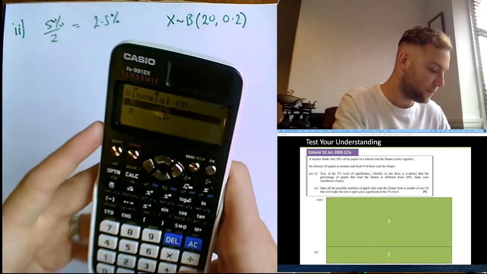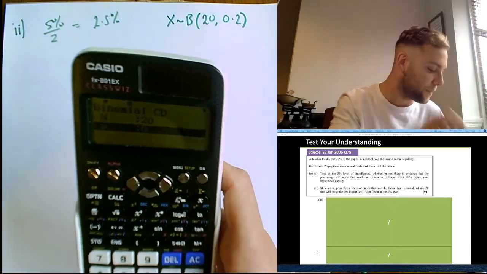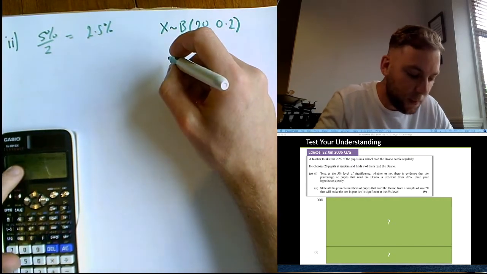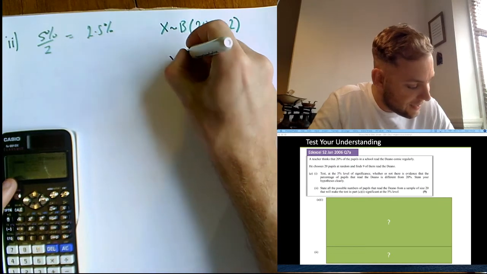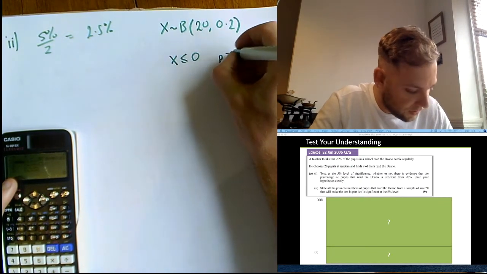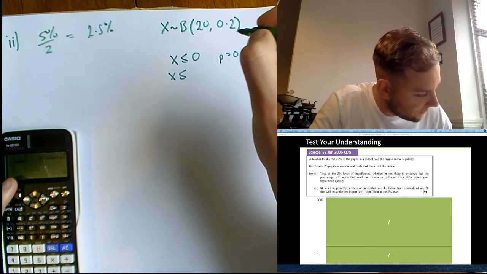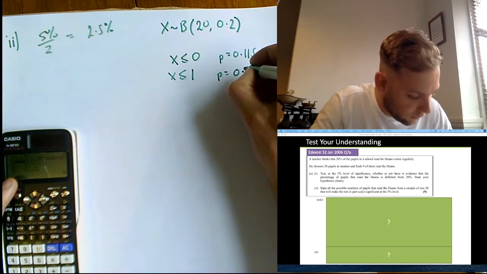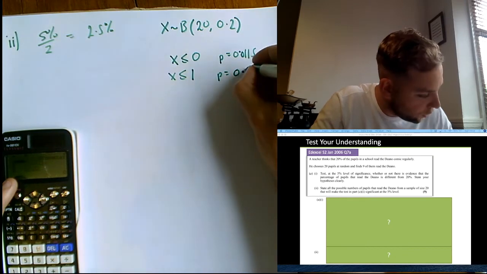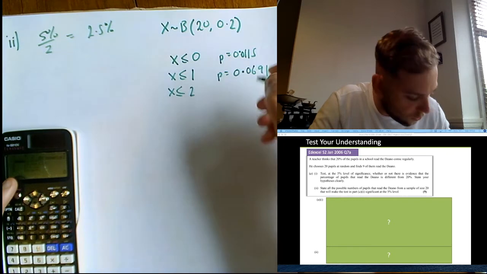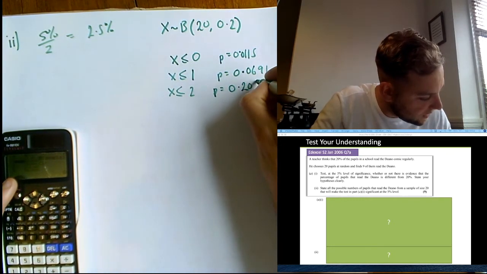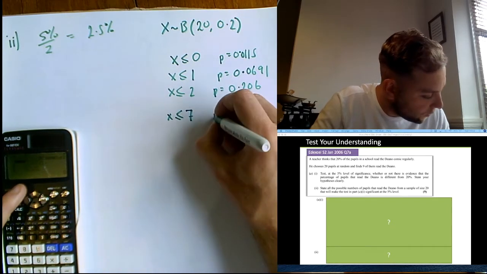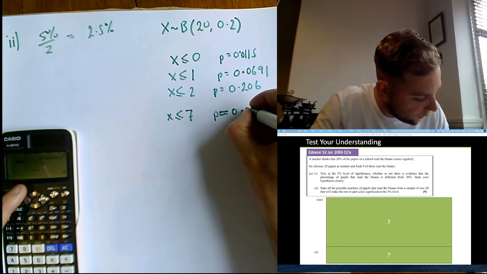We've got 20 people from our test. We know that we're testing this for a probability of 0.2. So let me write down everything that I've got here just to make it really clear. Remember this is less than or equal to. So when x is less than or equal to 0, I've got a probability which is equal to 0.115. When x is less than or equal to 1, I've got a probability which is equal to 0.0691. When x is less than or equal to 2, I've got a probability which is equal to 0.206. Then I moved on to 7, didn't I? So when x was less than or equal to 7, I've got a probability which is equal to 0.9678.